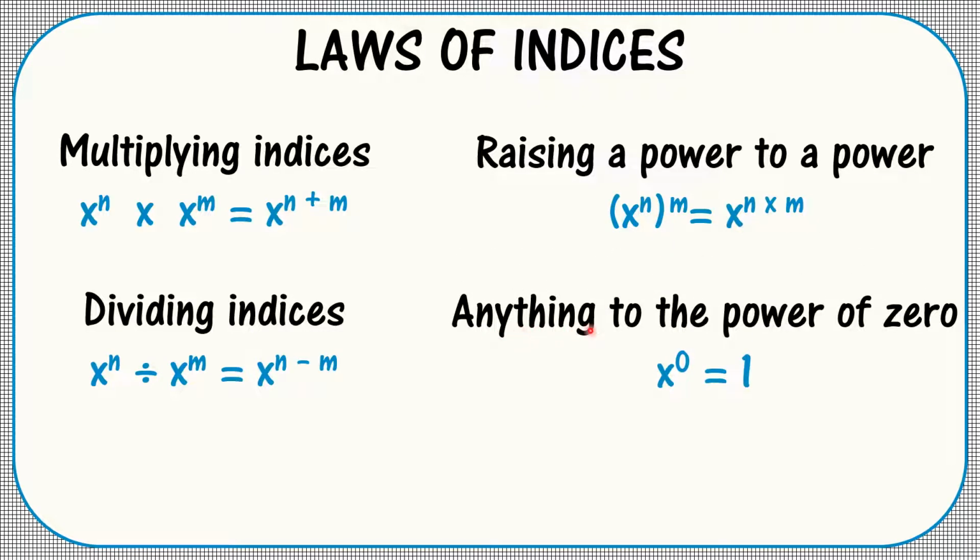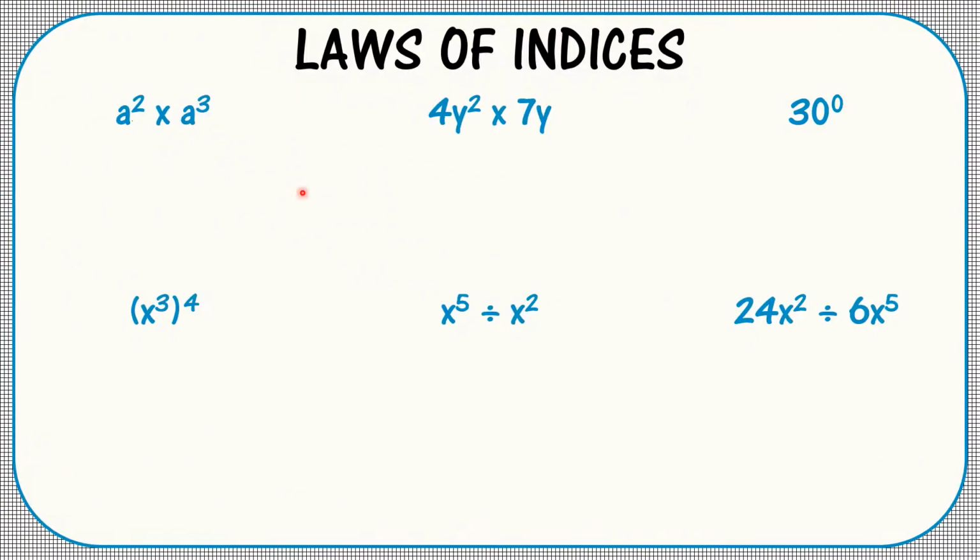The final thing which you need to know is anything to the power of 0 is equal to 1. So for example, x to the power of 0 is equal to 1. So these are the four concepts which you need to know. Let's go through some examples.